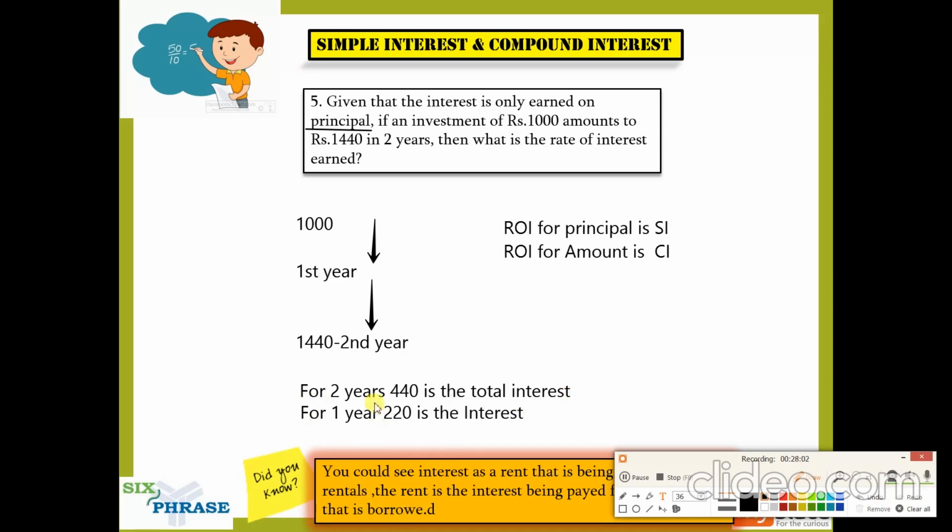So, guys, you can see here you will write 220, and here also you will write 220. You know simple interest is the same each year. So what percent of 1000 is 220? That is what you have to find, right? Because that is simple interest. Percent for principal. So what percent of 1000 is 220?